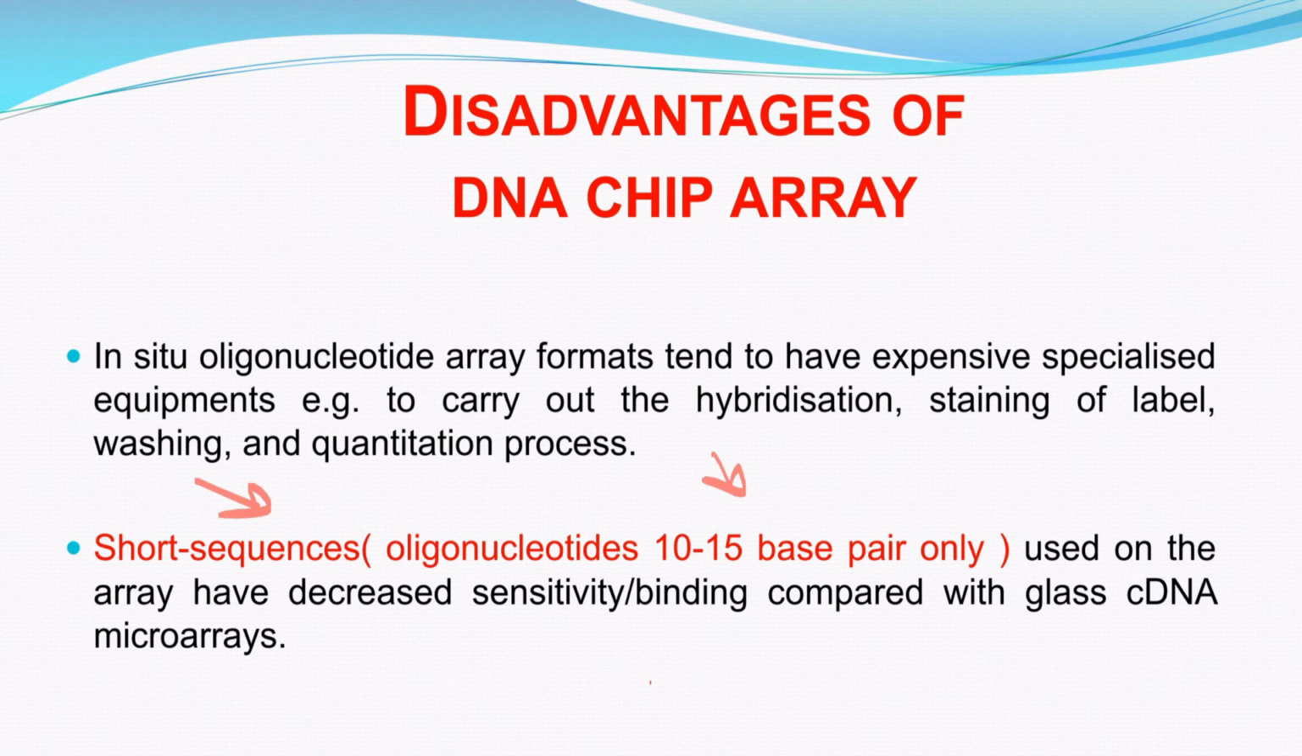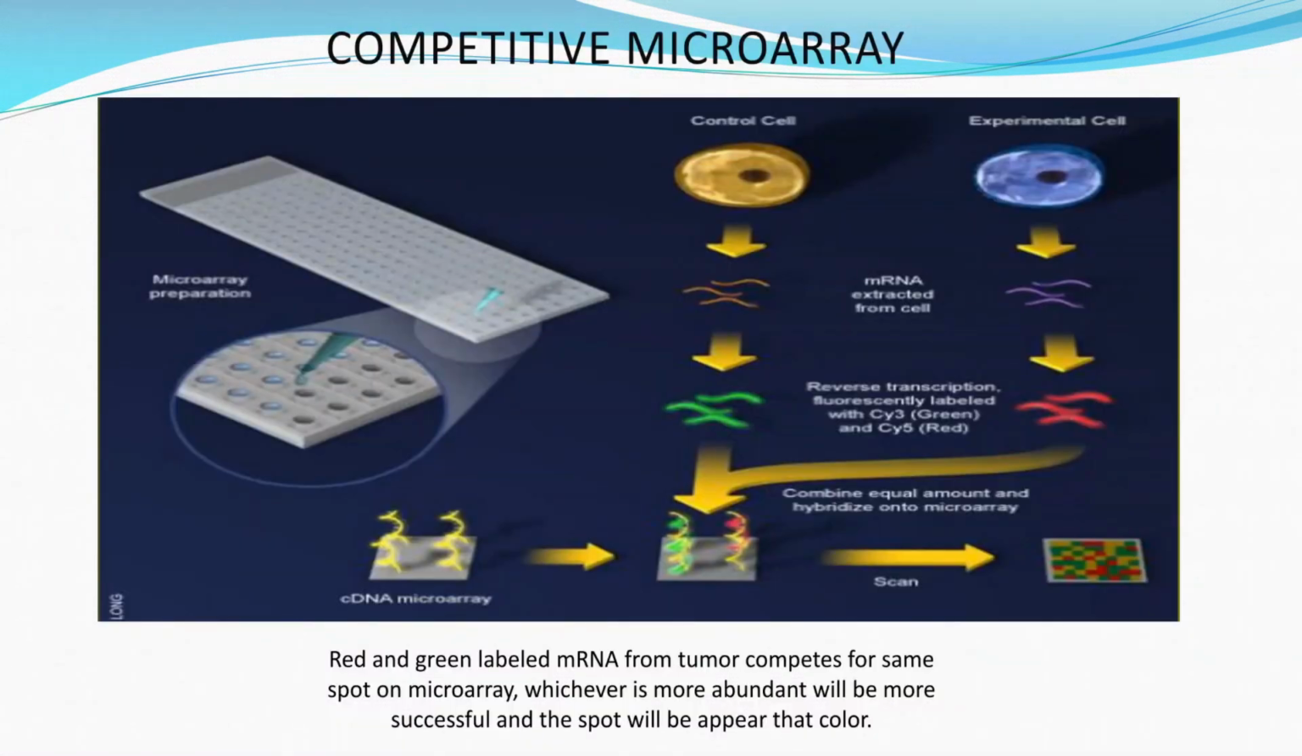Okay, so longer the sequence, greater the sensitivity; shorter the sequence, lower the sensitivity. So this is the normal flow chart of the DNA microarray procedure. You take a sample from the patient, that is the experimental sample, and the control can be taken from the same patient or from another normal individual.